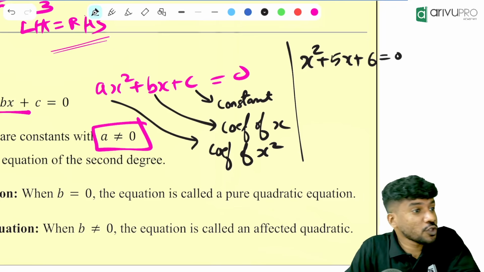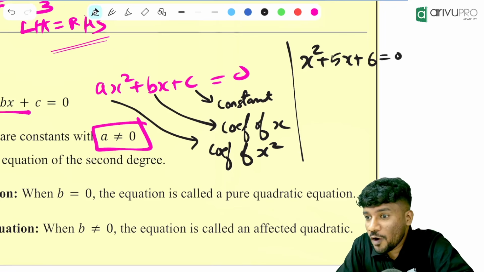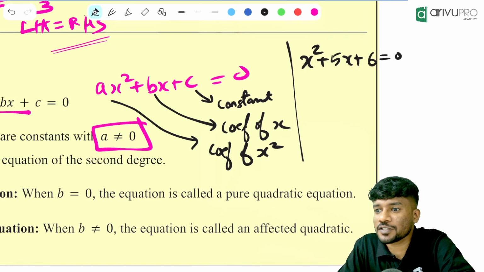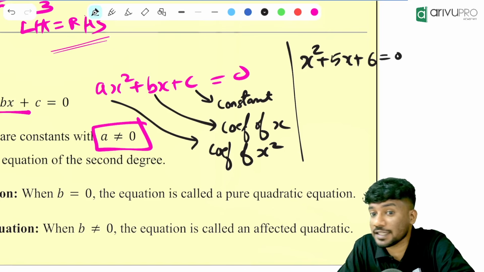Now the next question is coming in your way, people. How many roots are there? 2. How many zeros are there? 2. How many solutions are there? 2. Why? Because the highest power is 2. That means 2 numbers can satisfy.